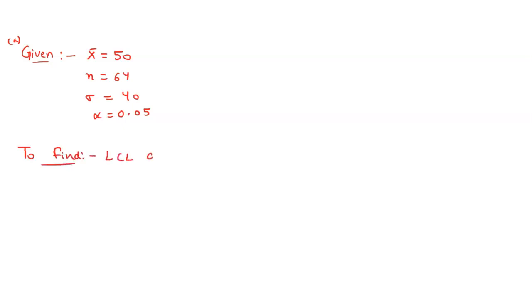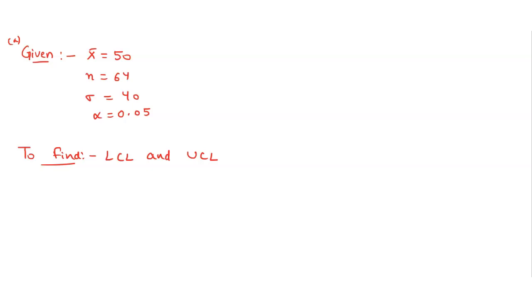Hello everyone, we are going to solve a question. In this question we are given x bar, that is mean, is equal to 50, n is equal to 64, sigma standard deviation is 40, alpha is given as 0.05. This is our part A, and in this we have to find LCL and UCL. So let's start with the solution.